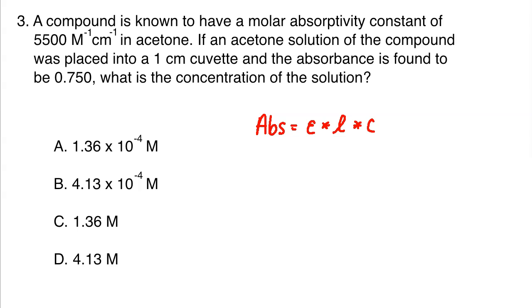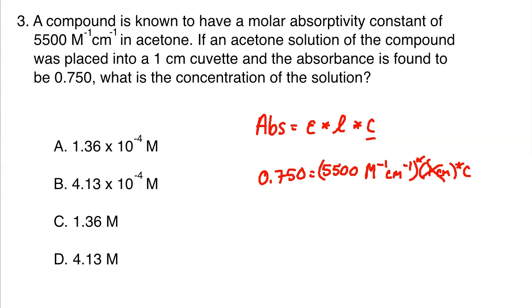Now, what we're trying to find is the actual concentration here. So the values that we were given, 0.750 is the absorbance, equals 5,500. That's the molar absorptivity constant. Okay, and then the path length is 1 because it's a 1 centimeter cuvette. And then we're finding concentration, right? So the 1 is going to drop out. We don't need to worry about that.